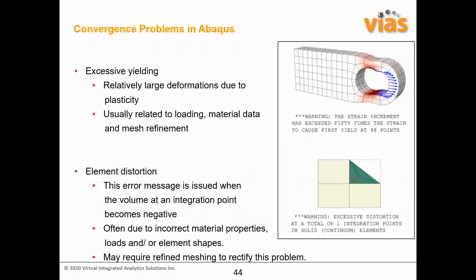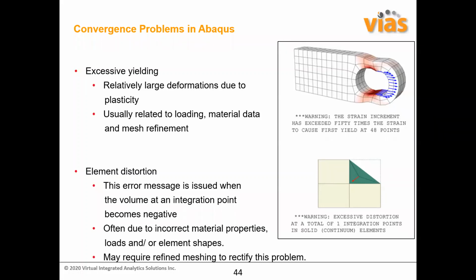Excessive yielding, so this might be a true error. It may lead to the convergence problem. This might actually be a true indication. It is the relatively large deformation due to plasticity. So you'll typically see a warning message like the strain increment has exceeded 50 times the strain to cause first yield at 48 points. What it means is that maybe the material is undergoing large plasticity, or it is undergoing large deformation. So the load that you are applying is too large for it to handle. This might be an actual design issue. So we need to be aware of what the actual design issue is, what the error is.